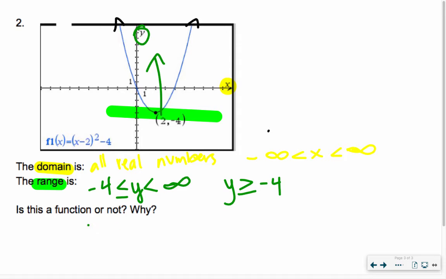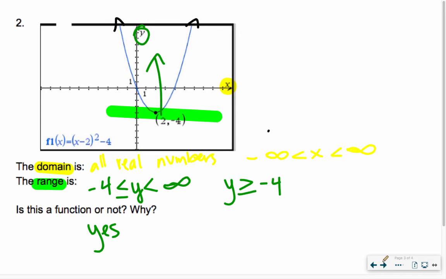Is this a function? Yes. Each input has exactly 1 output. It passes the vertical line test. Okay, so when you work on your domain and range matching, you need to pay attention to if there are arrows or not. That's going to be very important. If there are arrows, then you cannot draw a boundary there. That means it goes on forever and you're going to have either negative infinity or possibly both. Okay?